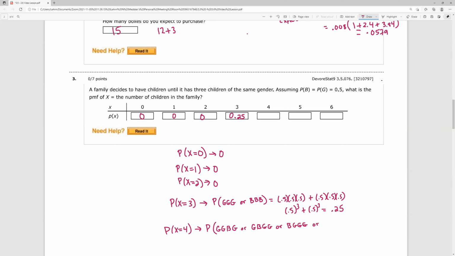If you're doing 3 boys, it could have been boy, boy, girl, boy, or boy, girl, boy, boy, or girl, boy, boy, boy. Now, all of these are going to be 0.5 times 0.5 times 0.5 times 0.5, which is 0.5 to the 4th, if you multiply them all together, and they're all independent, because this probability is the same. But there are 6 combinations. So this is 6 times 0.5 to the 4th. Okay. And if we work that out, it ends up working out to 0.375.